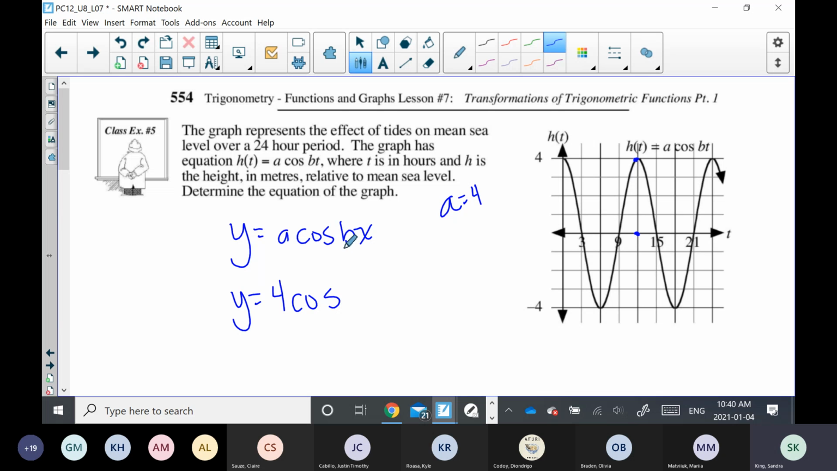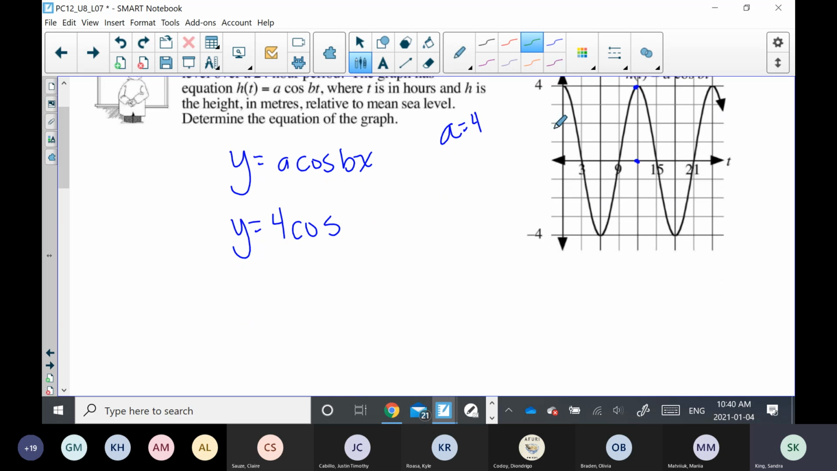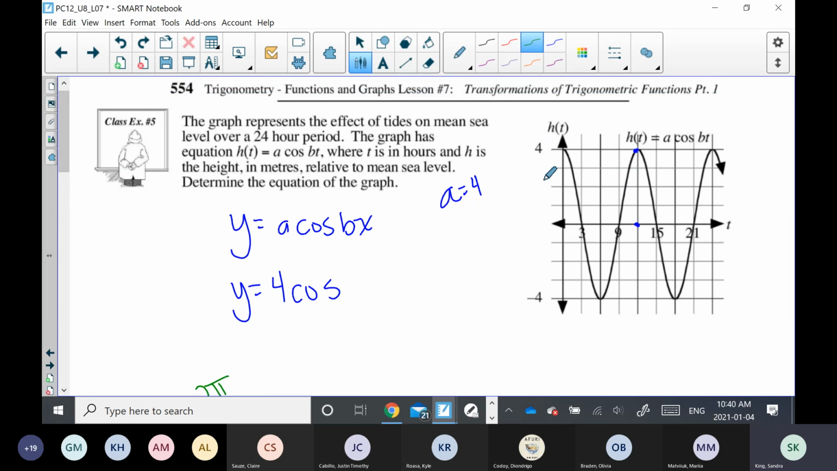And now we just have to figure out what this B value is. Okay, so this is a cosine graph. Whether it was cos or sine, it doesn't really matter. But in order to find the B value, whether it's cos or sine, it's always going to be 2 pi divided by the period. Oh, we need to get the period of this graph. So if I said, what's the period of this graph?